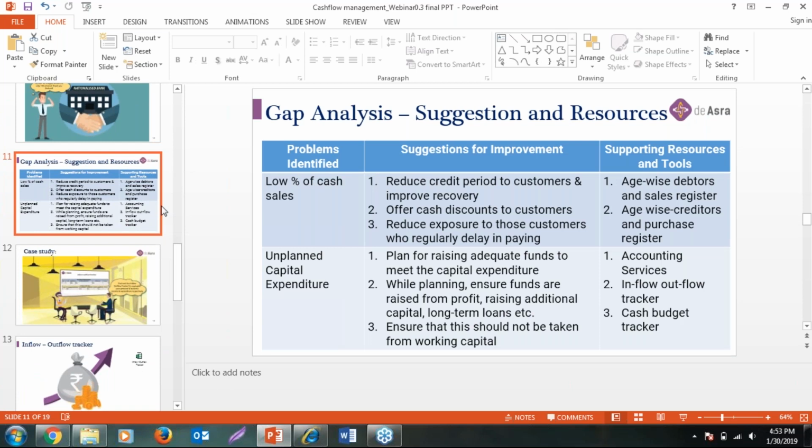So this was one case. Now let's see what is gap analysis and suggestions for those. Whatever problem you're facing in cash flow management, there are certain gaps which need to be identified. I have highlighted only the cash flow gaps, whatever there are, and I've given suggestions for improvement. And also at deAsra friends, we have certain tools and supporting resources which will help you take corrective actions.